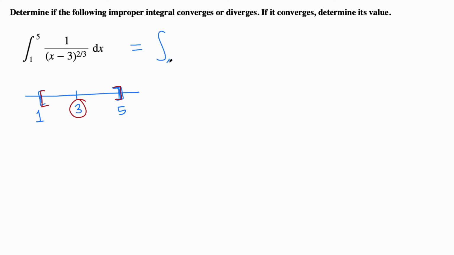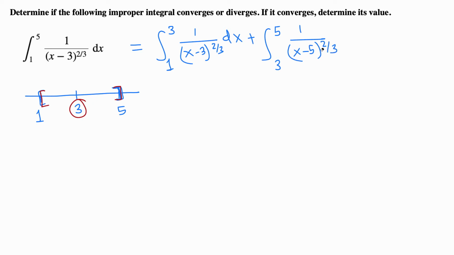So we write it this way: 1 through 5 is 1 through 3 plus 3 through 5. Now we got two improper integrals, by the way, because at 3, x minus 3 is 0. So there is a problem here and a problem here, but we can correct that using limits. So I'm going to do 1 through, let's say, b, and b approaches 3.